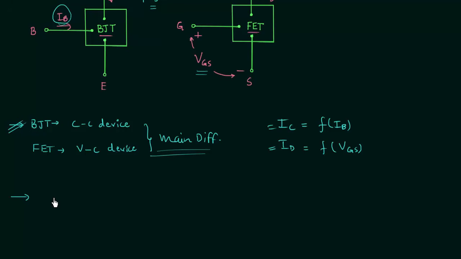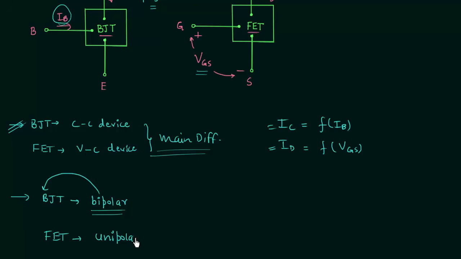If you remember the first presentation on BJT, then I told you BJT is a bipolar device, and this word bipolar is reflected in the name BJT. B stands for bipolar. On the other hand, the field effect transistor is unipolar.